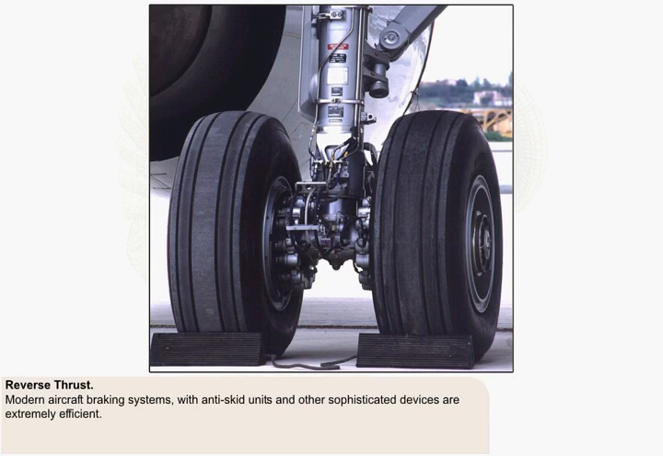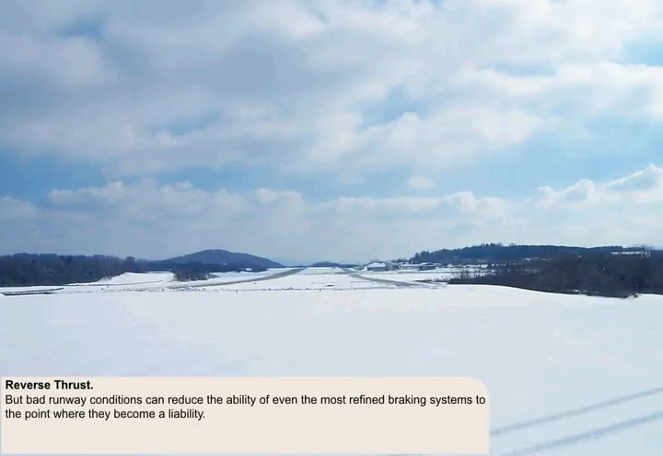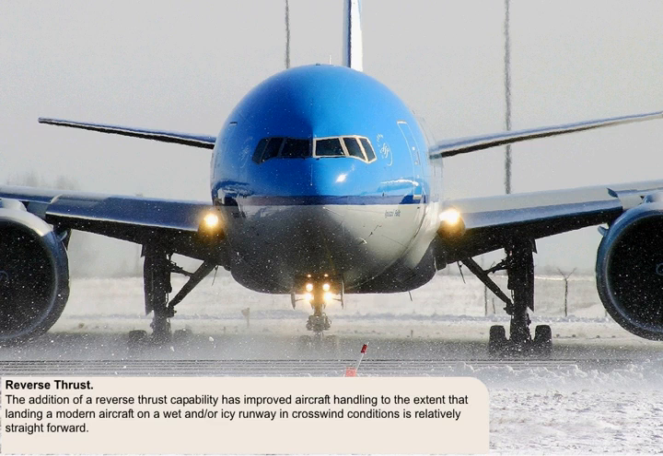Modern aircraft braking systems, which incorporate anti-skid units and other sophisticated devices, are extremely efficient. However, bad runway conditions can reduce the ability of even the most refined braking systems to the point where they become a liability. The addition of a reverse thrust capability has improved the situation so much that landing a modern aircraft on a wet and or icy runway in crosswind conditions need now hold no terrors for the capable pilot.